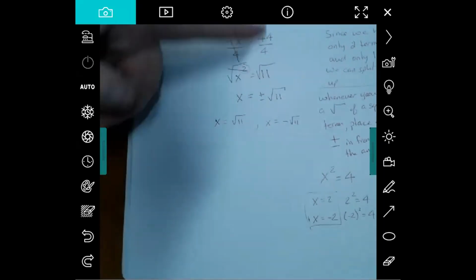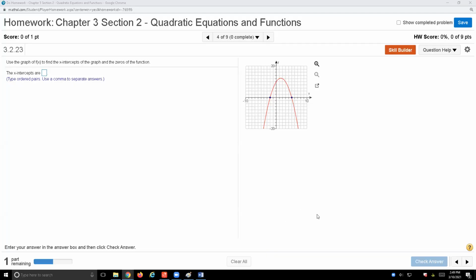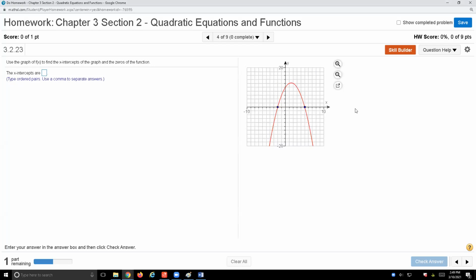Okay, use the graph, it's coming up, to find the x-intercepts, the zeros of the functions. Okay, so there's the graph. Let me change it for people in the viewing audience. Use the graph to find the x-intercepts and the zeros.